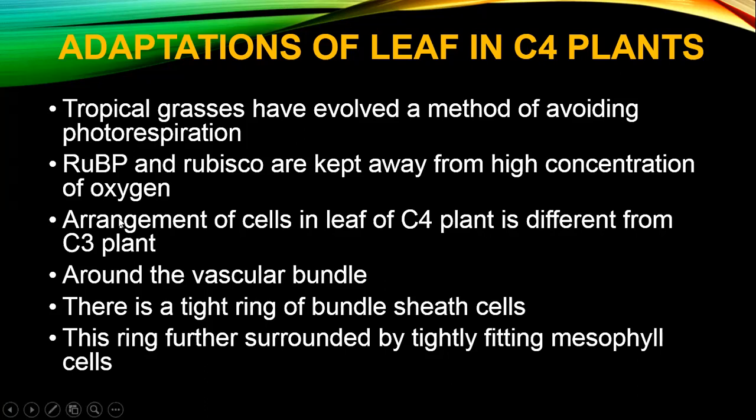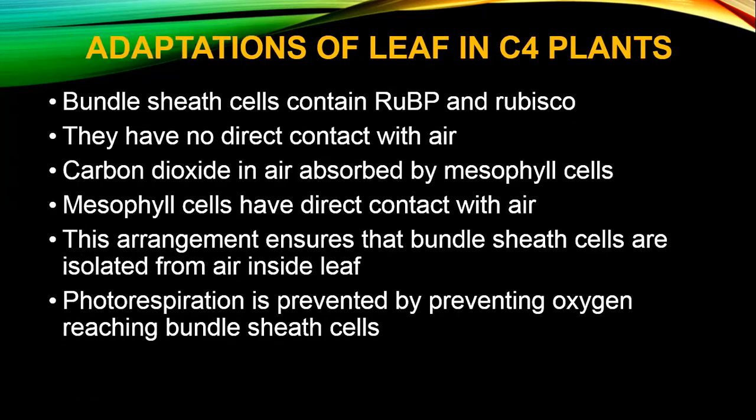So for this, the arrangement of cells in the leaf of C4 plant is different from C3 plant, as we have discussed earlier. Around the vascular bundle, there is a tight ring of bundle sheath cells. This ring is further surrounded by tightly fitting mesophyll cells. Okay, these 2 points I've already discussed. Now we have to see what happens here. That bundle sheath cells, as I said, have no direct contact with air, right? And bundle sheath cells, remember that they contain ribulose bisphosphate and rubisco.